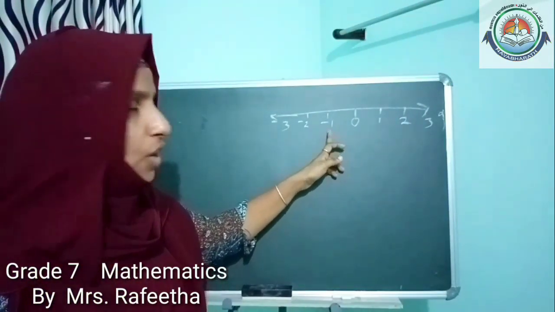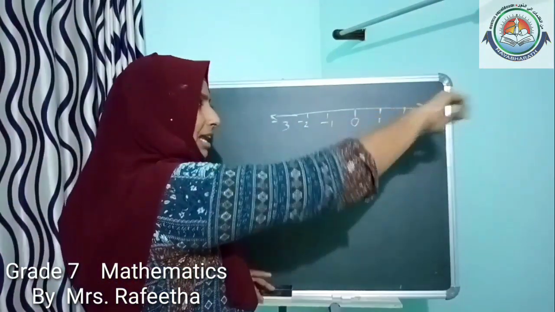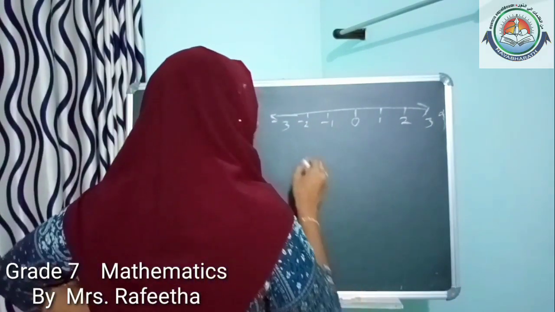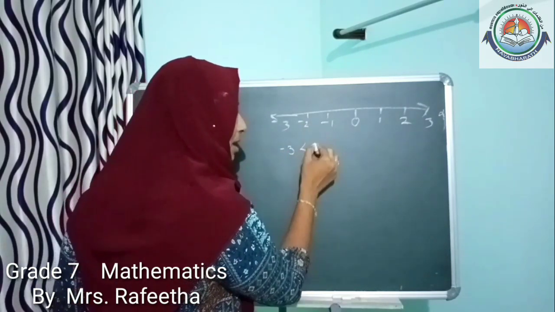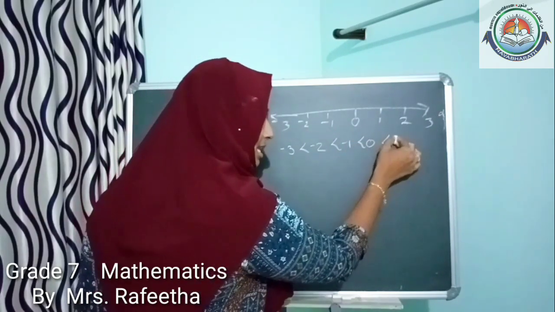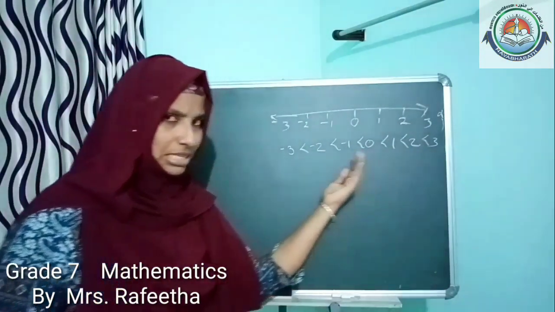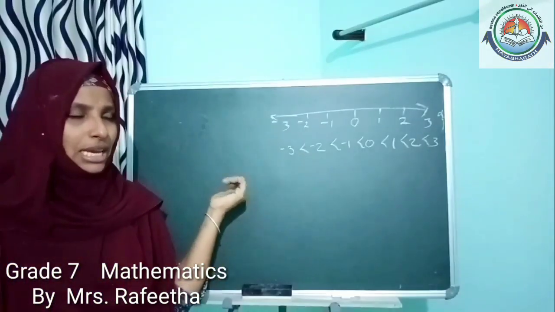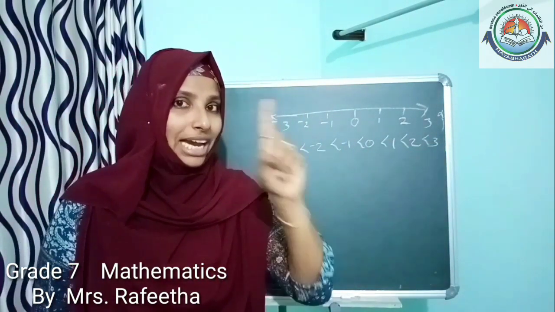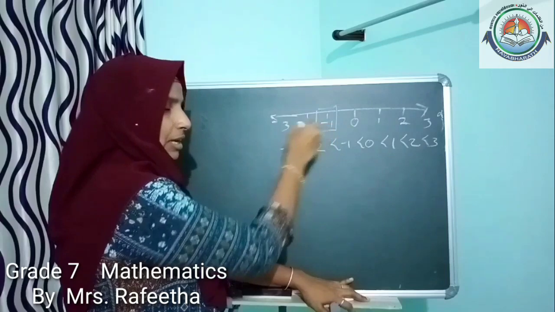Why? Because we know that as this number line is going that side, the value of a number is increasing. That we know that minus 3 is less than minus 2, is less than minus 1, which is less than 0, which is less than 1, which is less than 2, which is less than 3, like that it is going. While coming to this side, the value of the number is decreasing, and going to that side, it is increasing. So, we know that the greatest negative integer is standing here. This is the greatest negative integer.